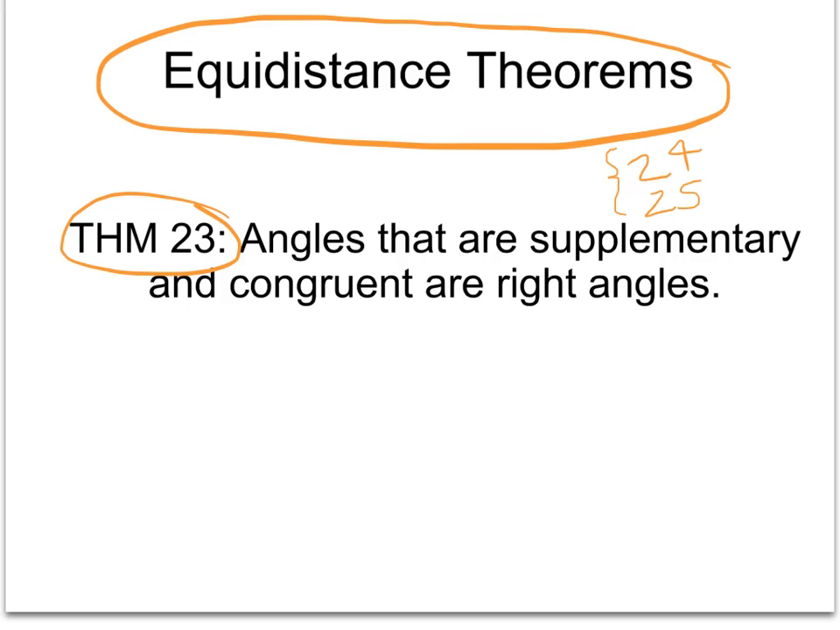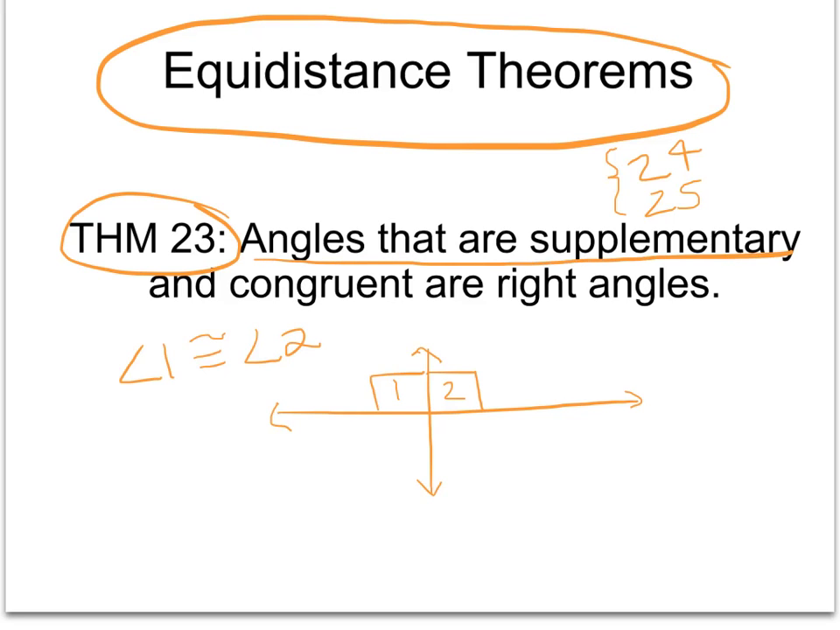And Theorem 23 told us that angles that are supplementary and congruent are right angles. So, in a diagram, if I tell you that angle 1 is congruent to angle 2, we already know they are supplementary, so it guarantees us that angle 1 and angle 2 are right angles. Based on Theorem 23, angles that are supplementary and congruent are right angles. And that concludes Chapter 4.